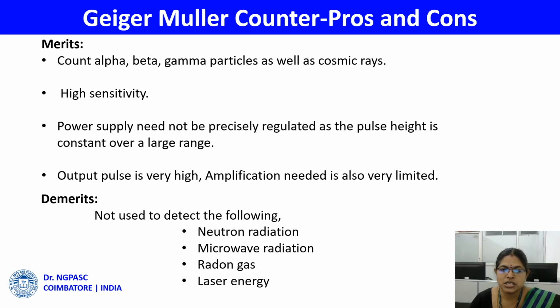What are the demerits? Even though it counts alpha, beta, gamma particles and cosmic rays, it is not able to detect what type of radiation is arriving at the GM counter tube. It will count the radiation, but it will not detect the type of radiation. It is also not used to detect neutron radiation, microwave radiation, radon gas, or laser energy. That is one of the drawbacks.